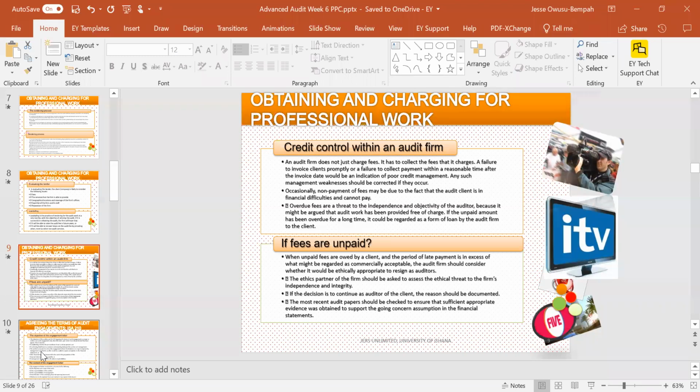Overdue fees are a threat to the independence and objectivity of the auditor. Why do you think so? Why are overdue fees a threat to the independence and objectivity of the auditor? Any idea? If a client is not paying the fees, why do you think it's a threat to independence and objectivity?